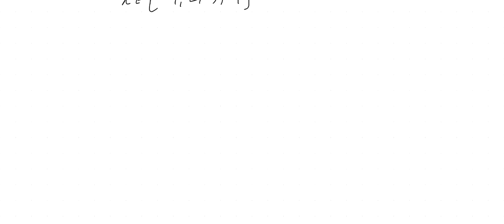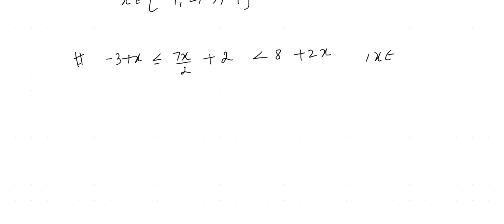Okay. The next question is, let's say I have minus 3 plus x less than or equal to 7x by 2 plus 2, less than 8 plus 2x. Okay. And this is very much for a 4 marker. And the replacement set is given, x belongs to I. Sometimes they will mention Z. I or Z is acceptable for the set of integers.